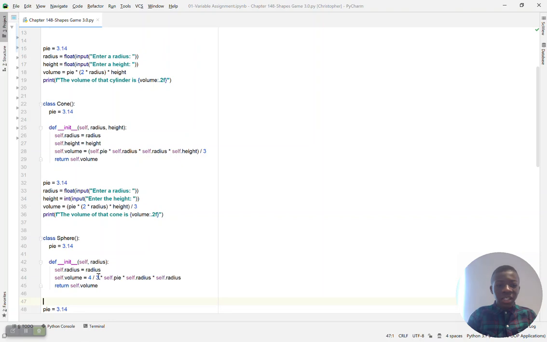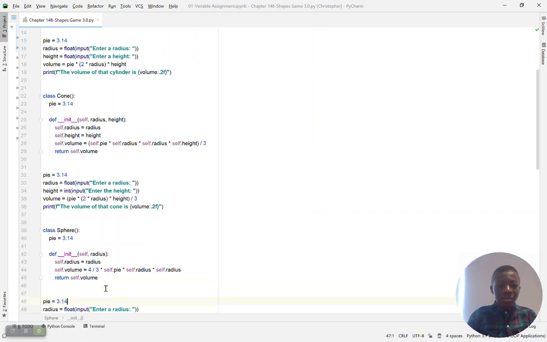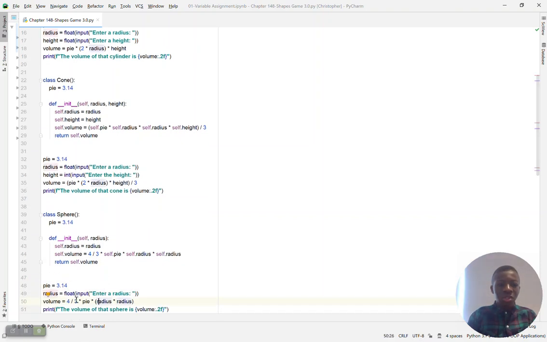And then after that we have the sphere. The sphere is 4/3 times pi r cubed. So that's the volume. So volume equals 4/3 times pi r cubed. So self.radius equals radius. So the volume of that sphere is the volume.